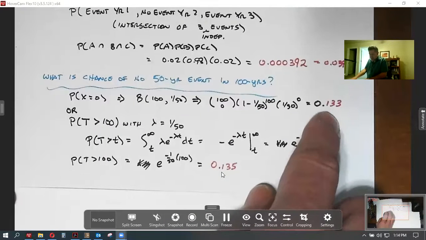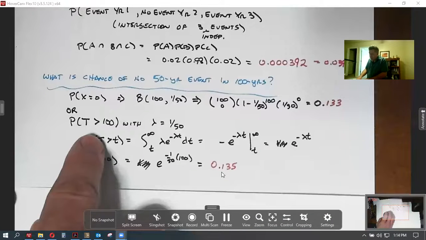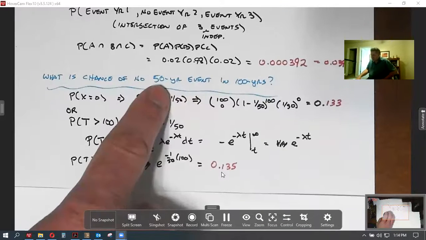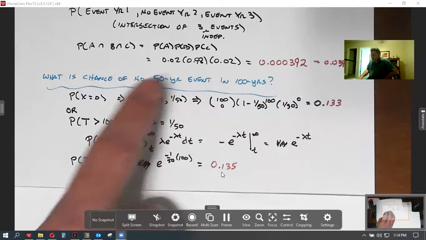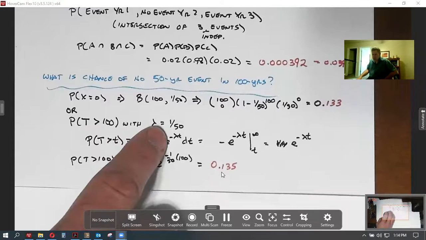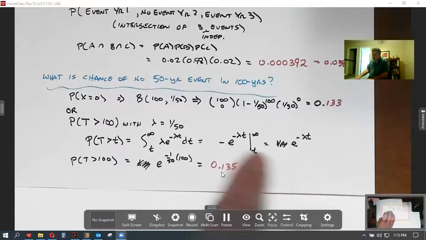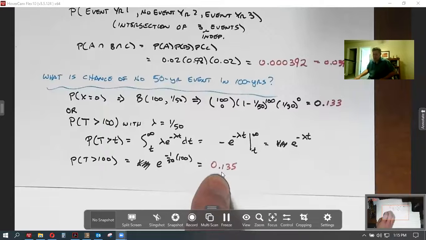It's still not that small, though. I mean, small might be like a 1,000th of a percent, right? Well, that's not what this is. This is a 13.3% chance. Now, another way we could do this is to say, well, for a 50-year event not happening in 100 years, it means the return period, the time between events, has got to be greater than 100. And now our rate parameter is 1 over 50. And we can work out the exponential distribution, and we get a nearly identical value.